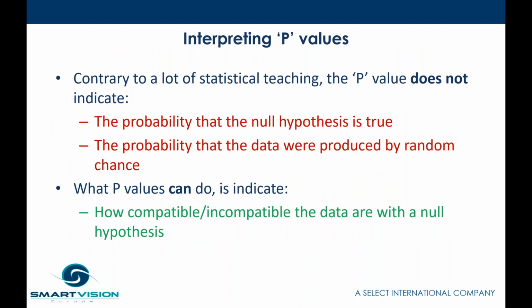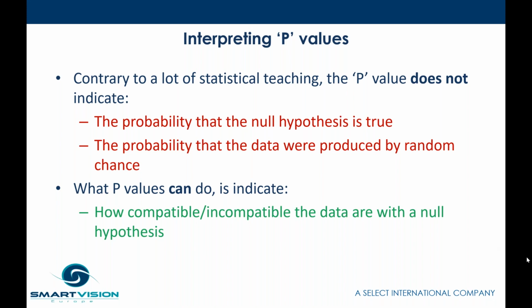But what we're not doing is, contrary to a lot of statistical teaching, the p-value does not indicate the probability that the null hypothesis is true, or the probability that the data were produced by random chance. As I keep saying, it's really about the data itself and how compatible or incompatible the data are with a null hypothesis. And I'm guilty of stating the probability of the null hypothesis being true many times in various slide decks and even training courses I've written.